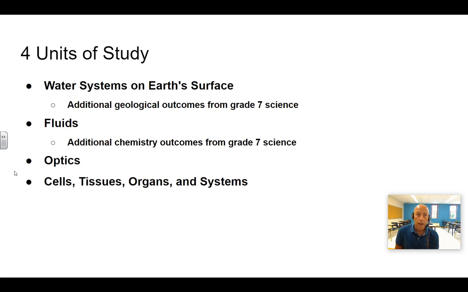Okay. Our first quick topic is just an overview of the four units. You can see them laid out. The first unit being water systems, and then we go into fluids, a lot of overlap there. And then optics, which is another physical science, that ends with a biological science unit in terms of the cell.